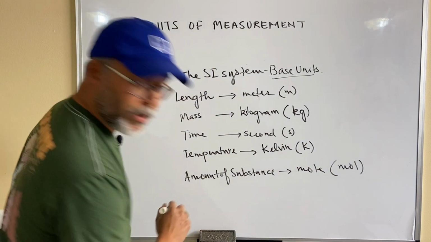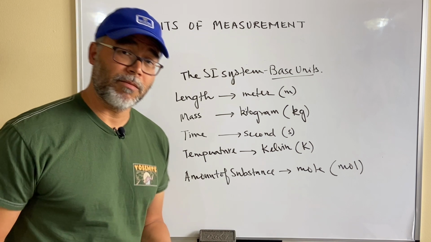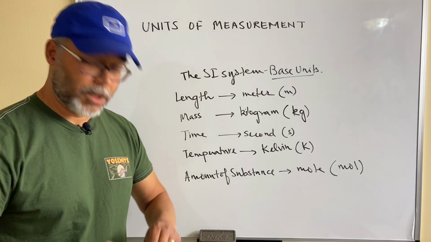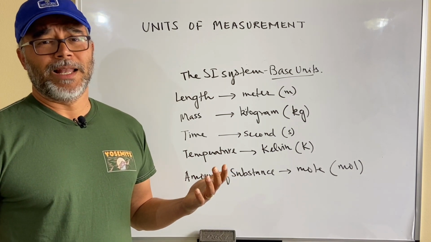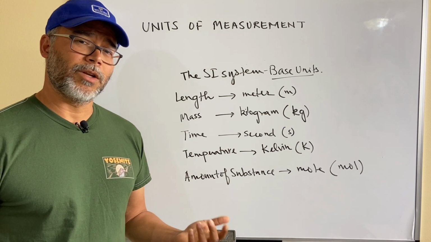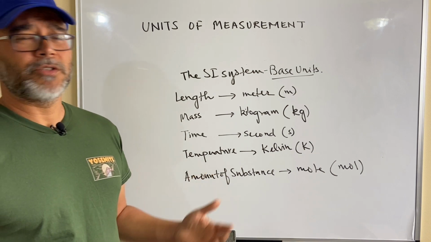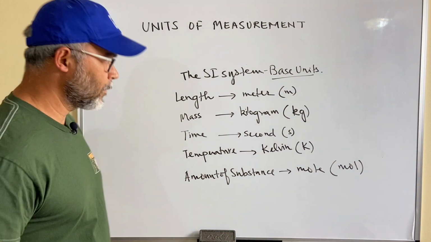The next 2 units we're not going to deal with, so I'm not going to write them down. I'll just talk about them briefly. You can find them in your book or any source on the website. One is electricity, the unit of electricity, and the other one is a unit of luminous intensity. Again, we're not going to deal with that in chemistry, so no point in adding more to your plate.